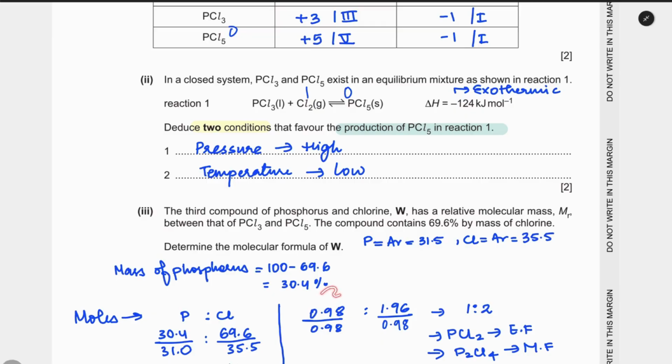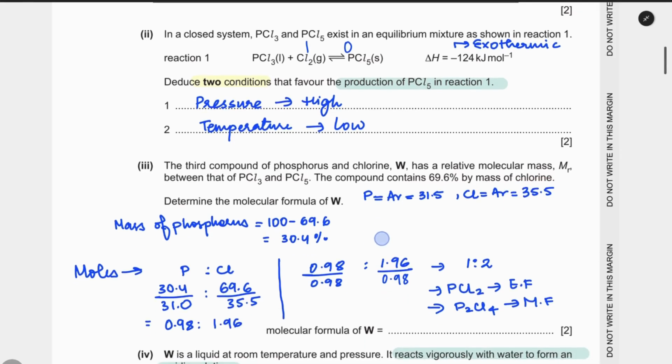So we will see the mole ratio between phosphorus and chlorine. Now for phosphorus, we have already got the percentage by mass, which is 30.4%, and the Ar is 31, which gives me moles. The same goes with the mass of chlorine, which we have already got as 69.6, divided by Ar, which is 35.5. Once you do the ratio, we will get 0.98 and 1.96. We will divide by the smallest number, which is 0.98.